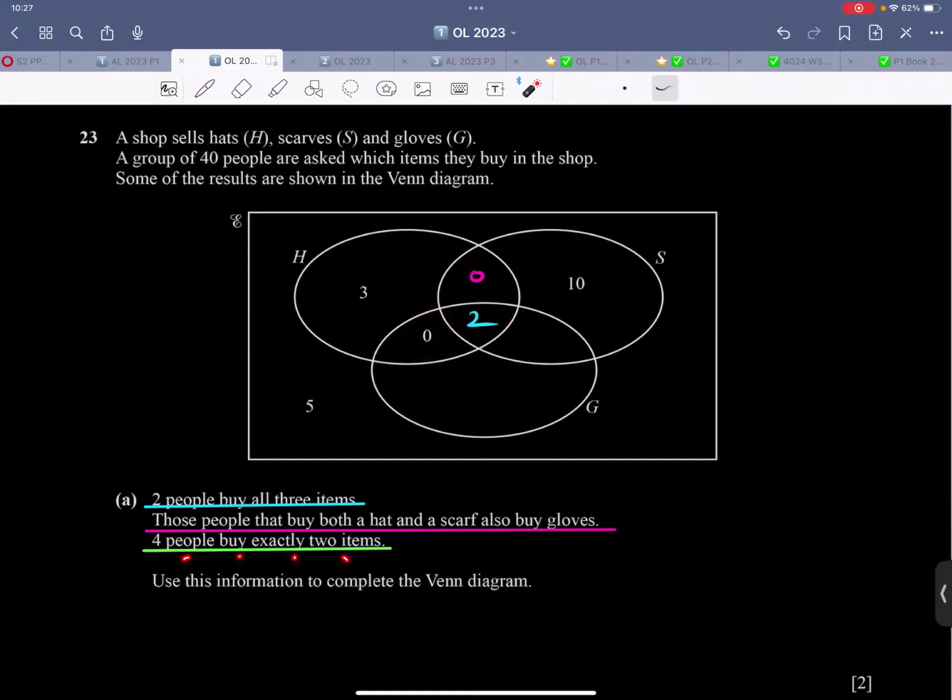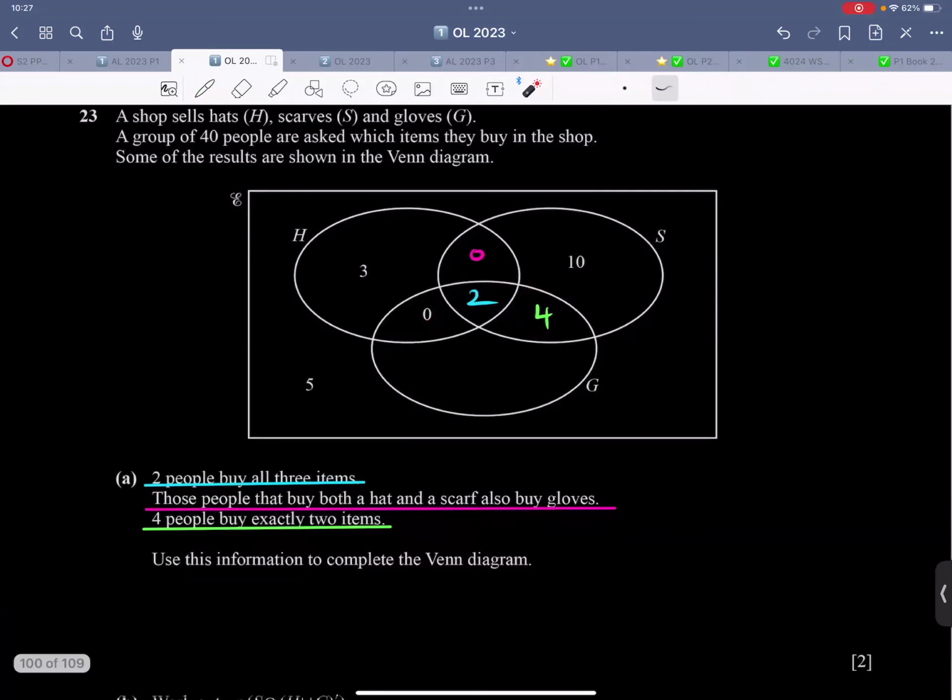4 people buy exactly 2 items. That means this is 0, this is 0. So what is left? That is scarf and glove only. So this has to be 4. So let me choose the correct color, which is 4 over here. Because exactly 2 items is basically this and this and this. These 2 were 0. So naturally, this is the only one left.